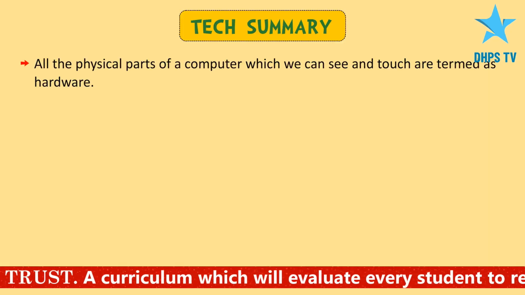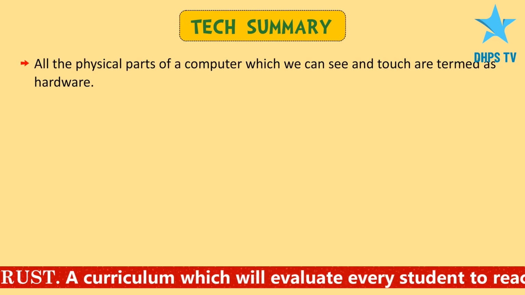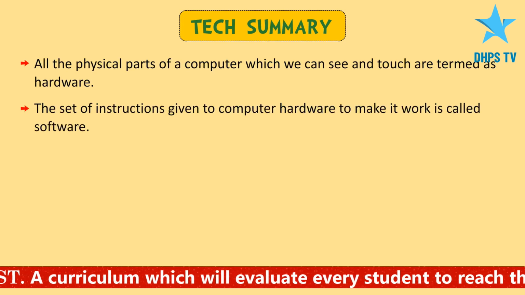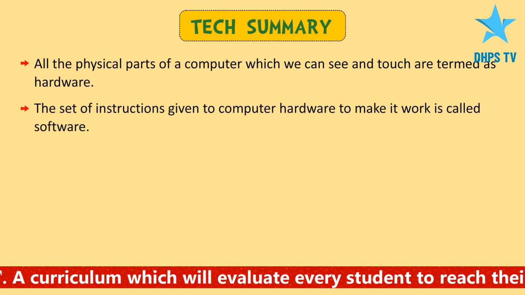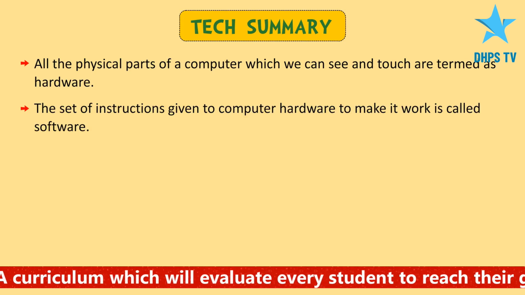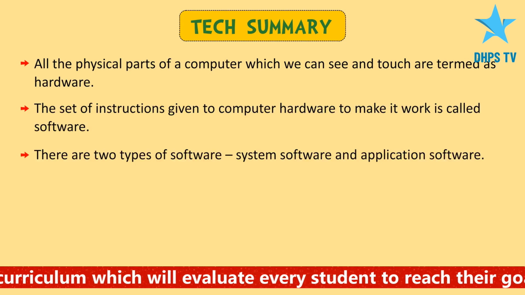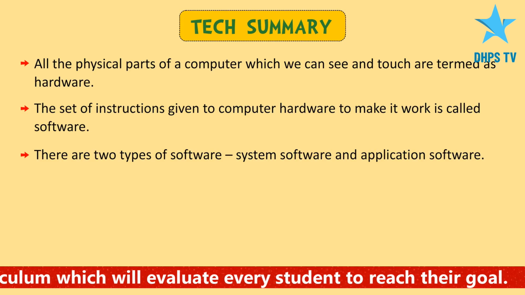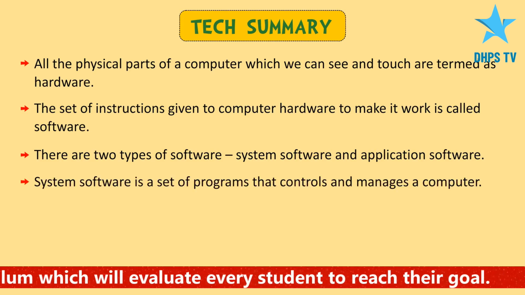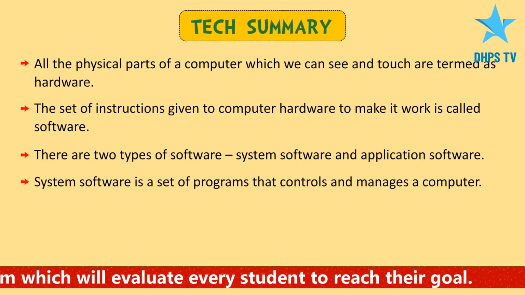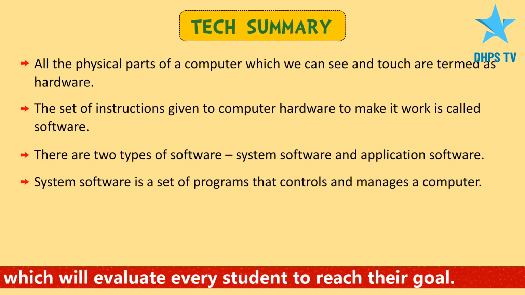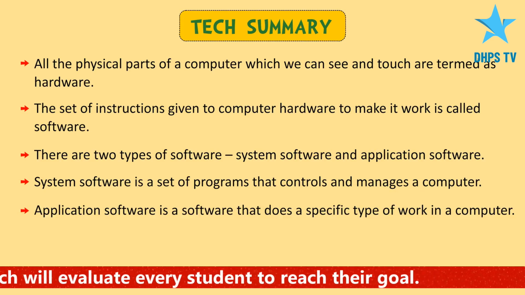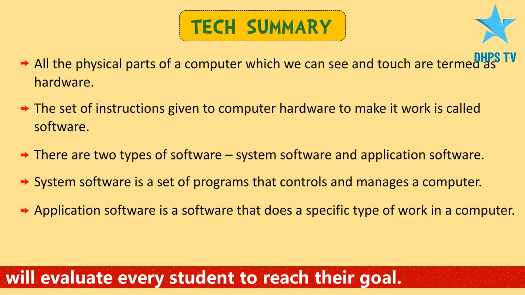Text summary. All the physical parts of a computer which we can see and touch are termed as hardware. The set of instructions given to computer hardware to make it work is called software. There are two types of software: system software and application software. System software is a set of programs that controls and manages a computer. Application software is a software that does a specific type of work in a computer.